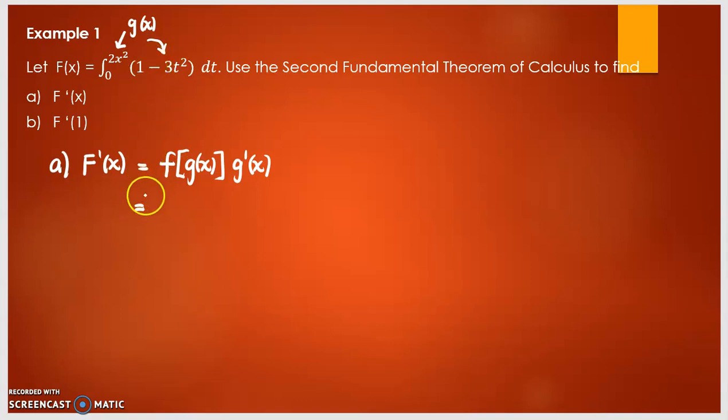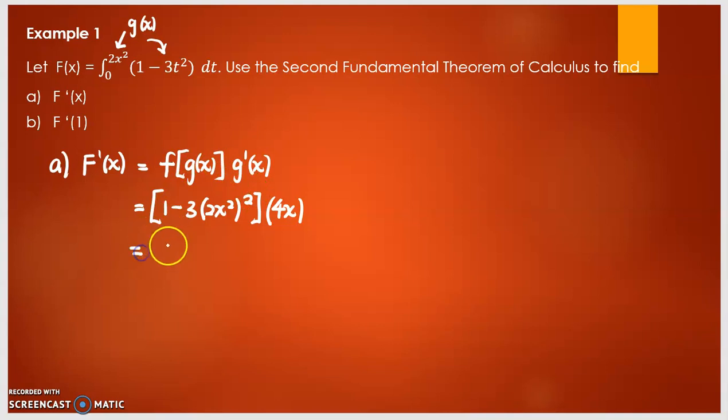So from here, I will have 1 minus 3. For t, we substitute with 2x squared. So here is (2x squared), and then here is t squared, so we have the power of 2. And then we differentiate the function g(x), so here we have 4x. So we substitute g(x) into f, and then differentiate the function g(x).